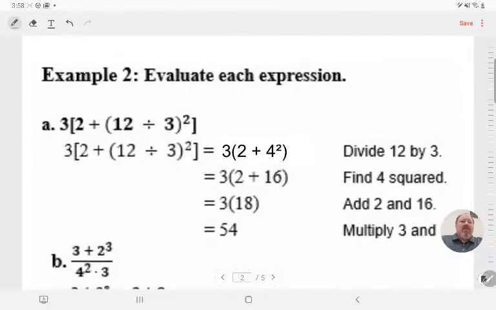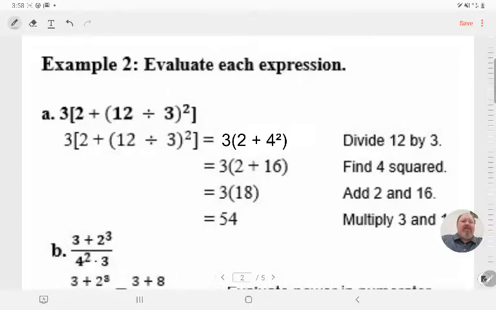Example 2. Evaluate each expression. So we have this big expression. We have 3 times, in brackets, 2 plus, in parentheses, 12 divided by 3, and that whole quotient would be squared. So we take it step by step. The first thing we do is look inside the brackets, the grouping, and then the innermost grouping is the parentheses. So we would end up with 12 divided by 3, which is 4. So that would leave us with 3 times the sum of 2 plus 4 squared.